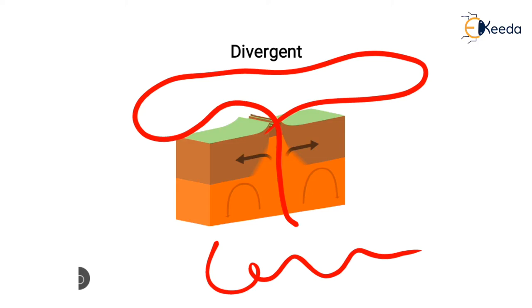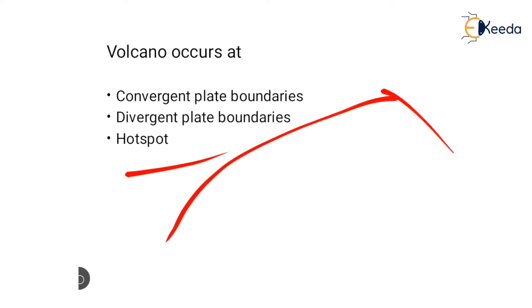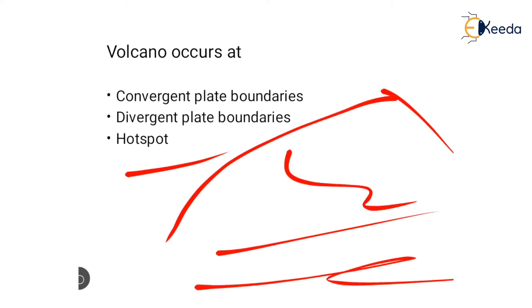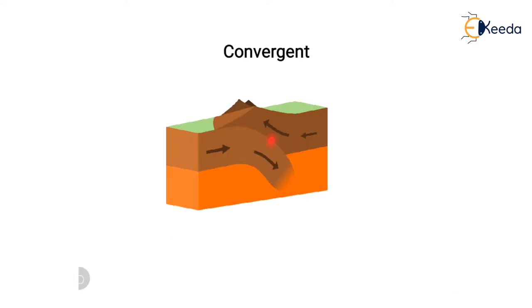So these two plate boundaries are also responsible for the generation of volcanic activity. Then hotspot. We know that the Earth consists of crust, mantle and core, and somewhere molten material has been present for a long time, and at any time it can erupt on the surface. This accumulation of a magma chamber at a particular place is called a hotspot. The Hawaiian hotspot is the best example of hotspot activity.